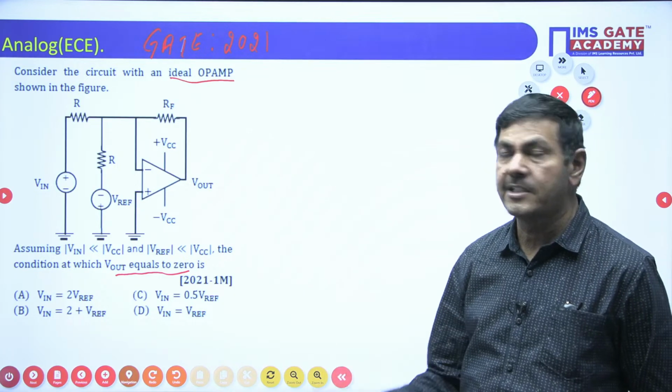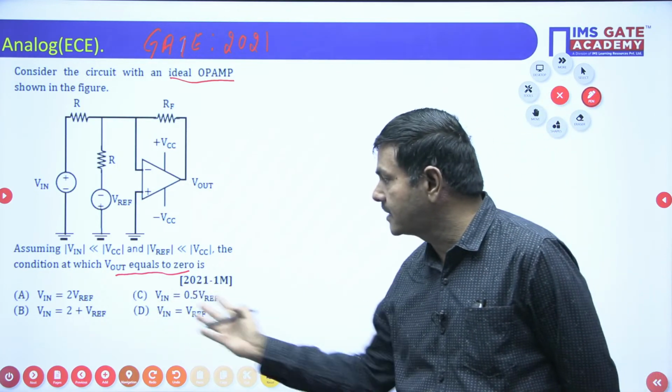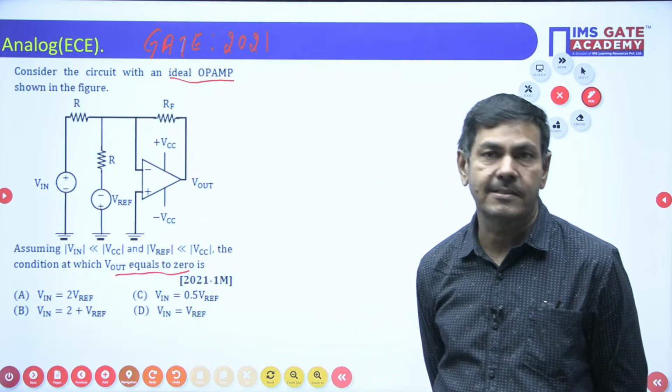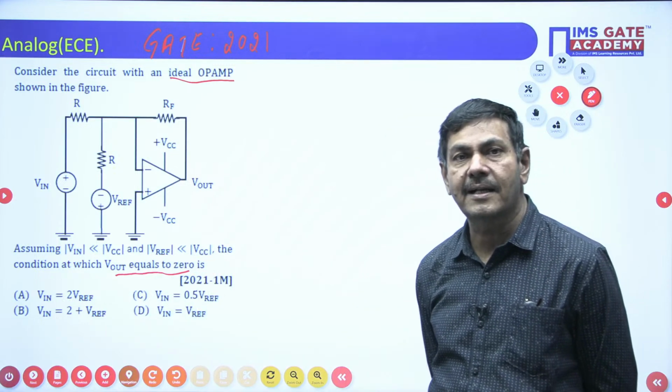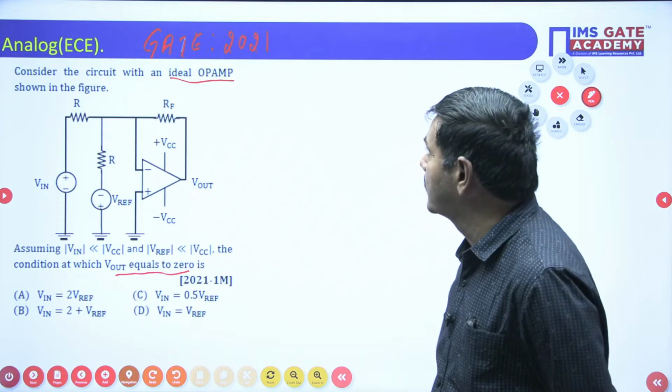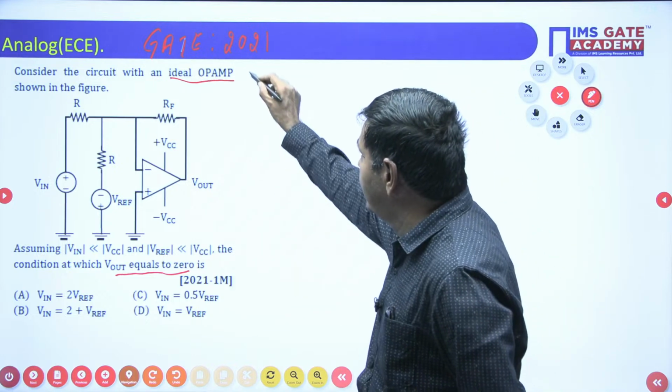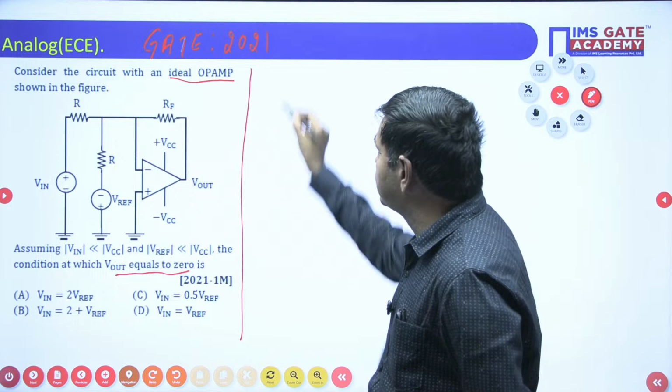If I want to get the 0 voltage, which condition is going to satisfy? Which option is correct is what is being asked now. It's a very simple question. Anybody can do it easily now. Yes, I will explain. Please watch.